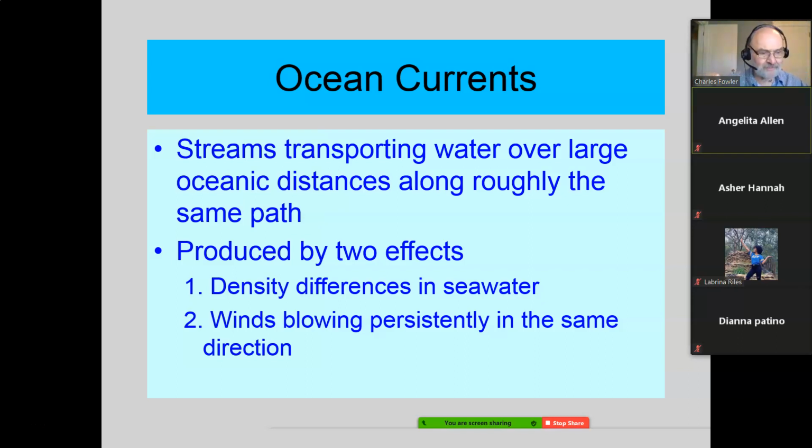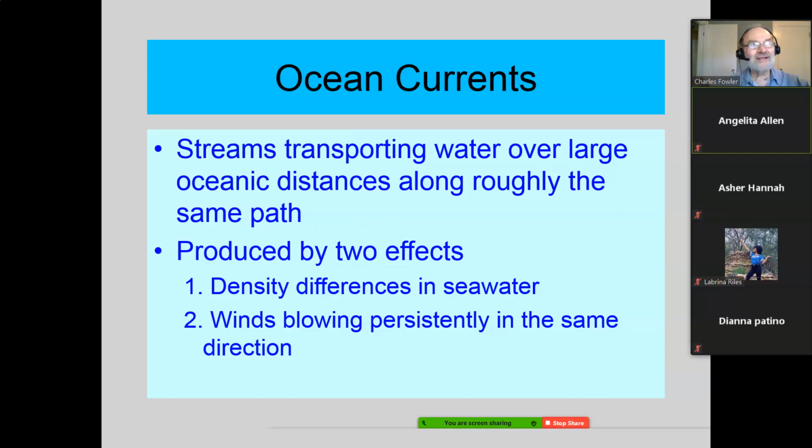Okay, sorry about that. These are your ocean currents. These are literally, and this seems so bizarre, streams of water transporting water over large oceanic distances along roughly the same path in the middle of water. Okay, so wait, why would that be?